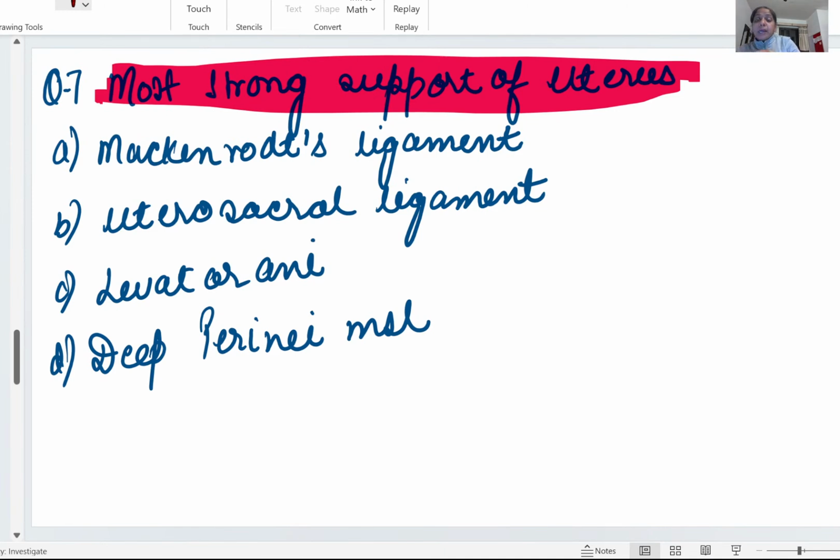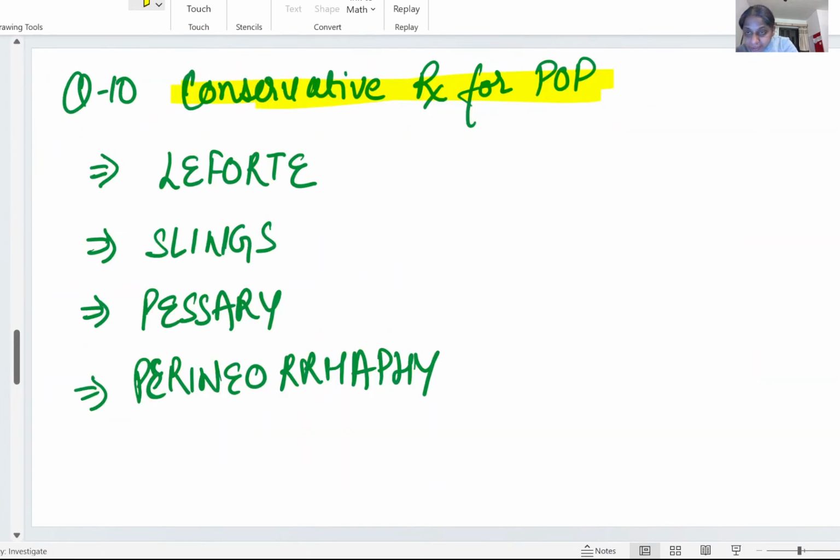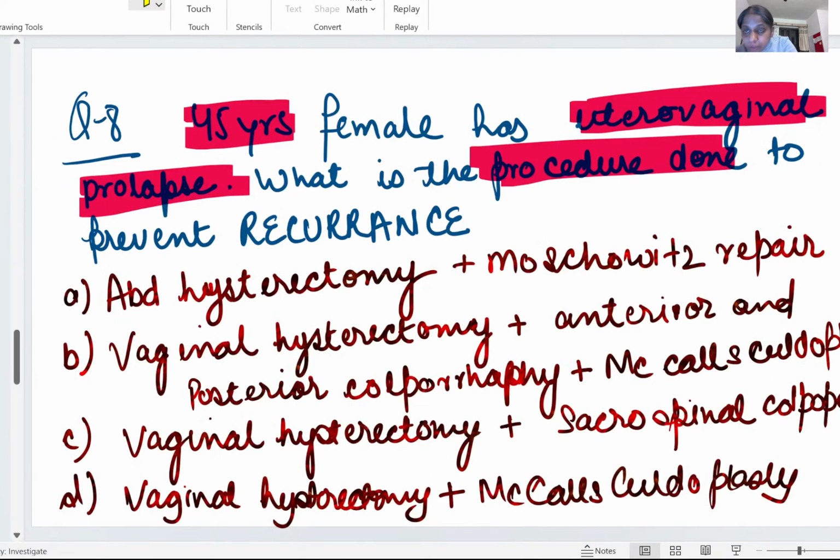Very good. Most strong support of the uterus. Answer is levator ani. Very good. Next is, 45 years female had prolapse. What will be the procedure done? Answer is vaginal hysterectomy. It will not be abdominal hysterectomy.